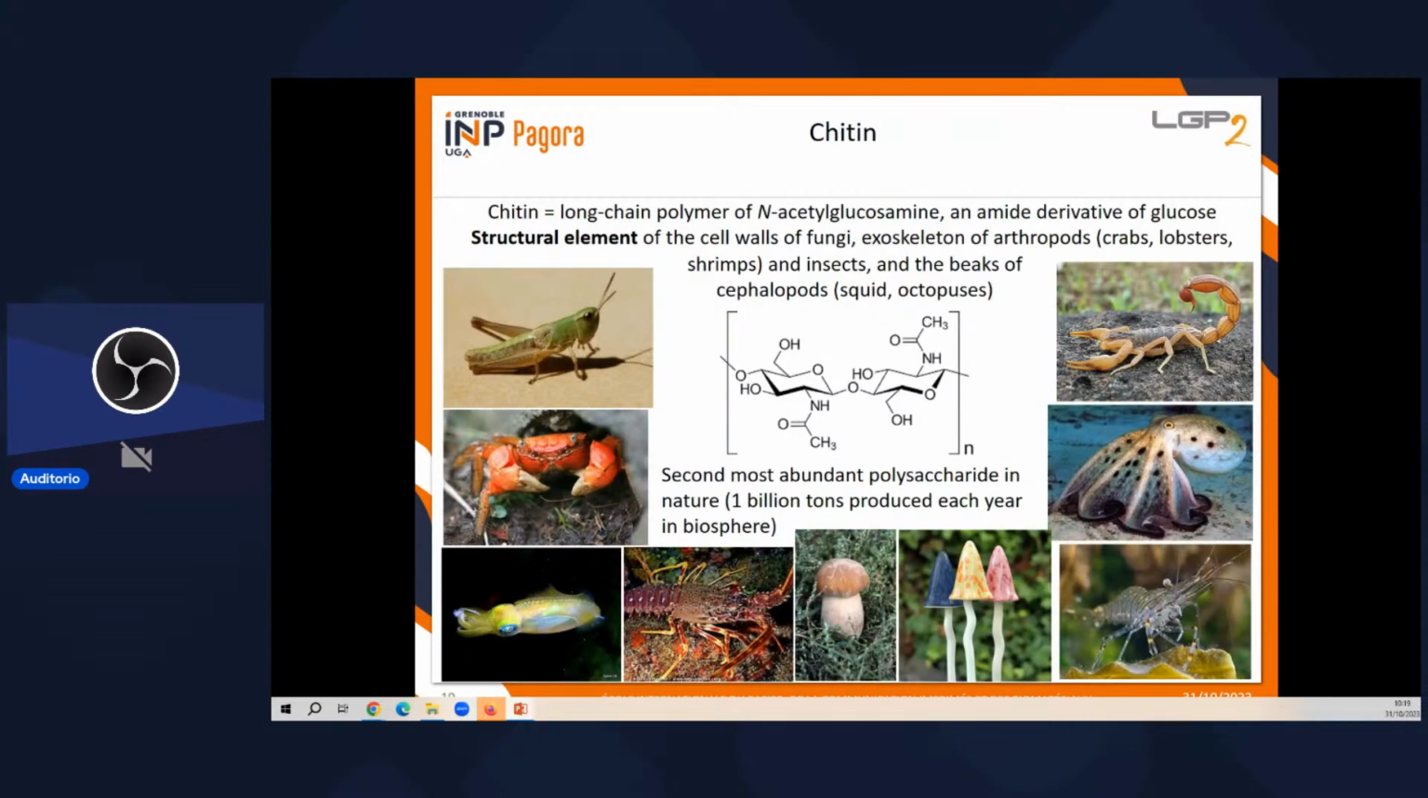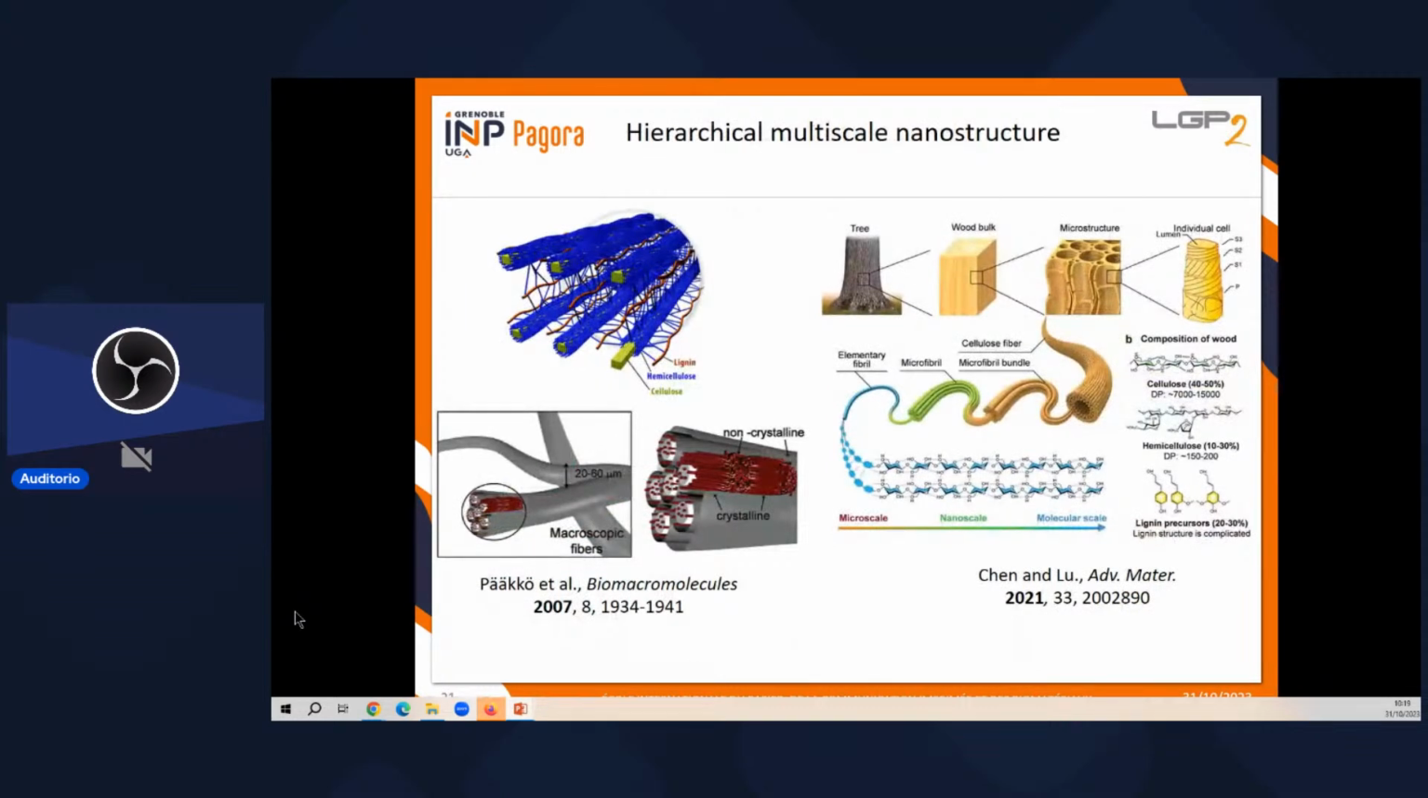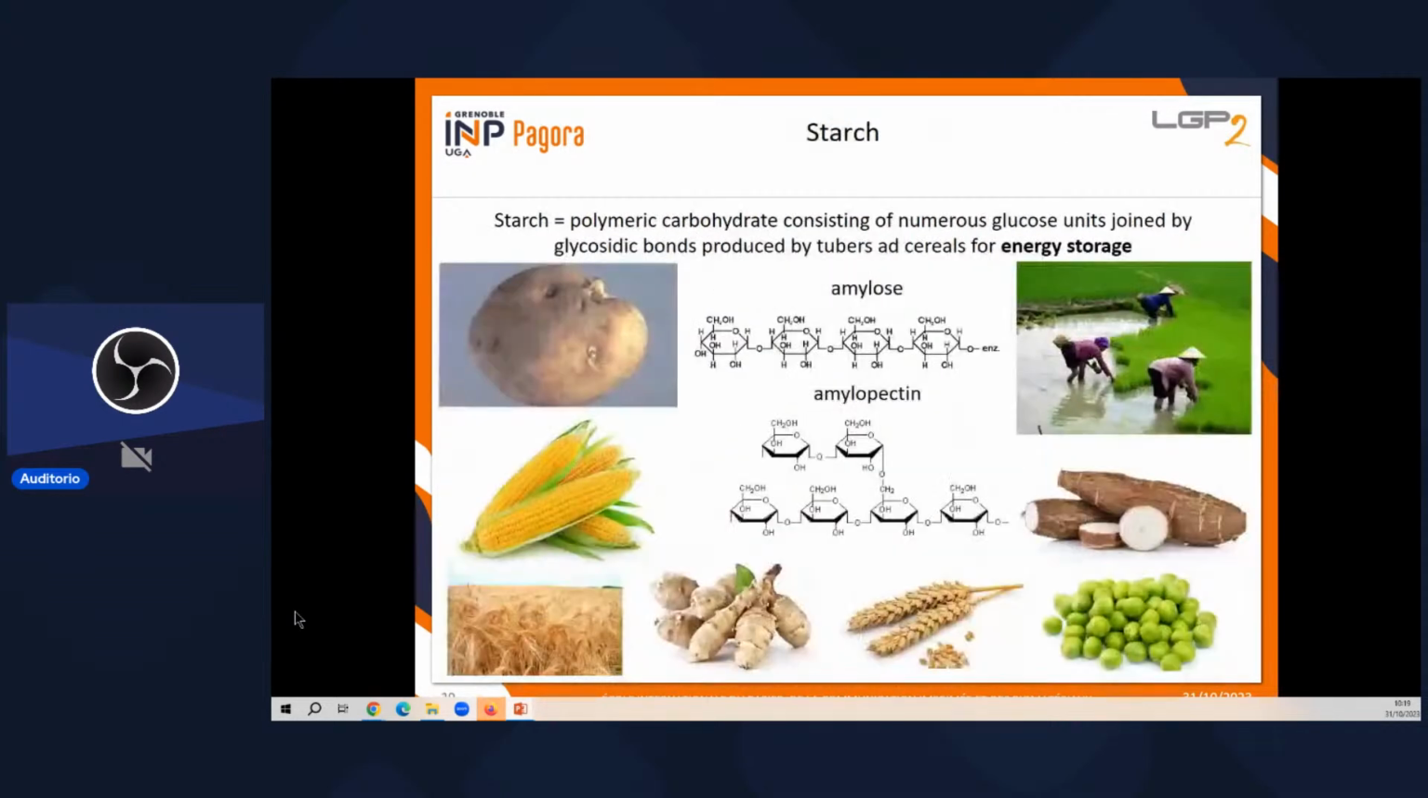So chitin is another polysaccharide, whose chemical structure is similar, but of course it's different. It also acts as a structural element, so it provides the mechanical properties for the cell walls of fungi, the exoskeleton of arthropods, and insects. So it's the second most abundant polysaccharide in nature. And we also talk about starch, which is another polysaccharide that can be found mainly in tubers and cereals.